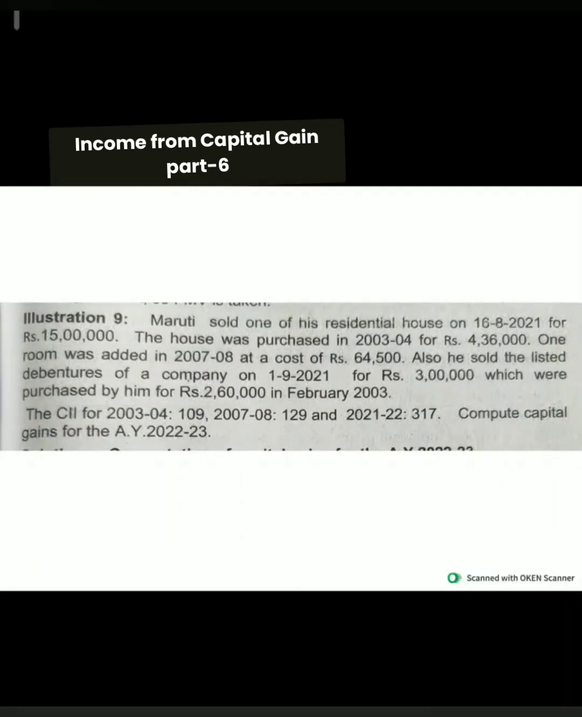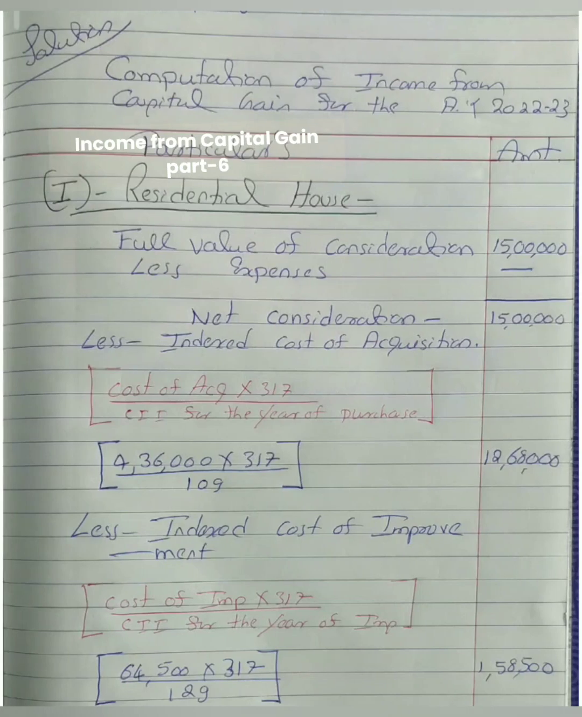This is your question regarding the computation of income from capital gain. Here two assets' information is given. One is a residential house, another one is a listed debenture. So, computation of income from capital gain for the assessment year 2022-23.